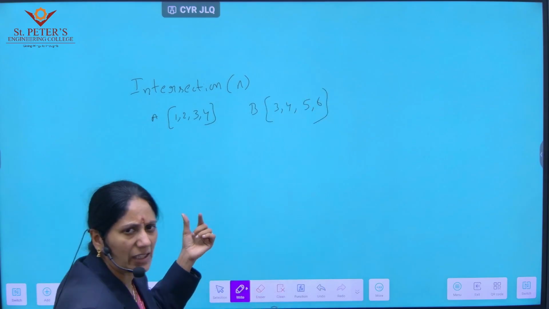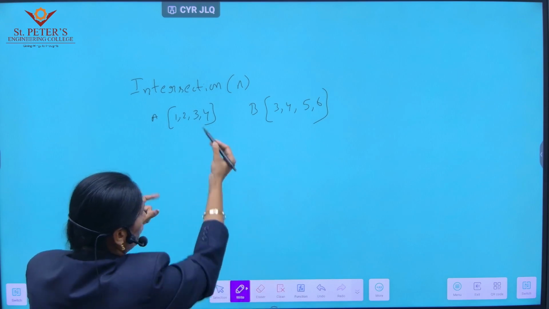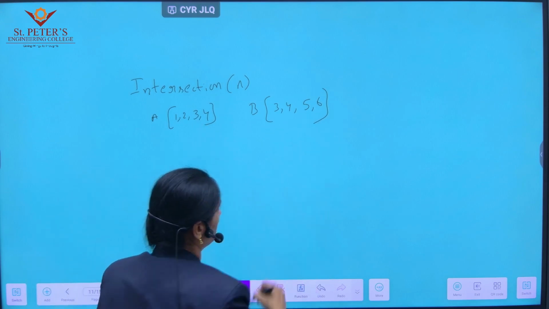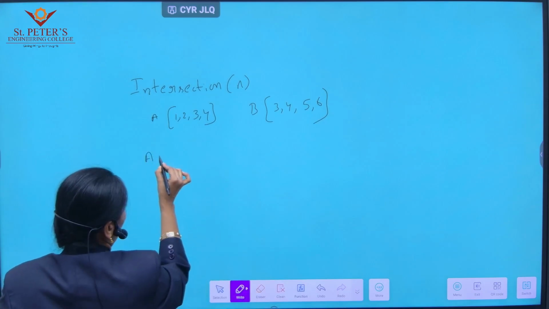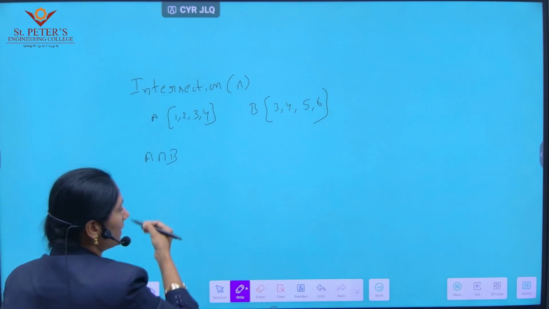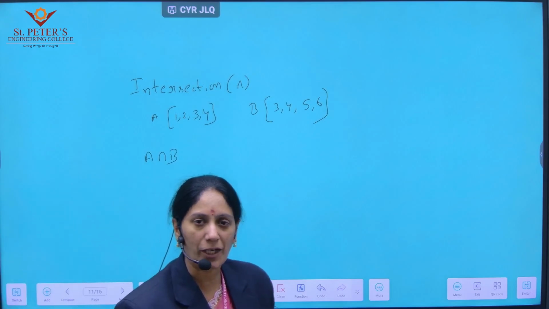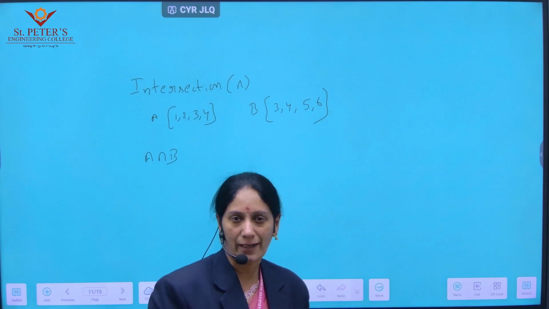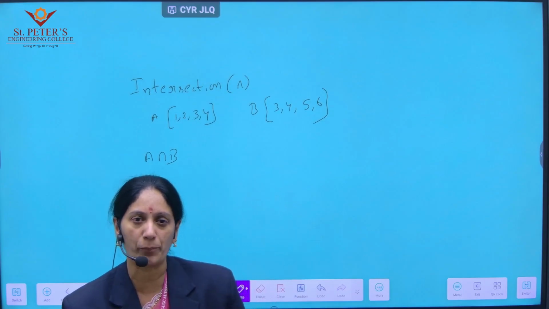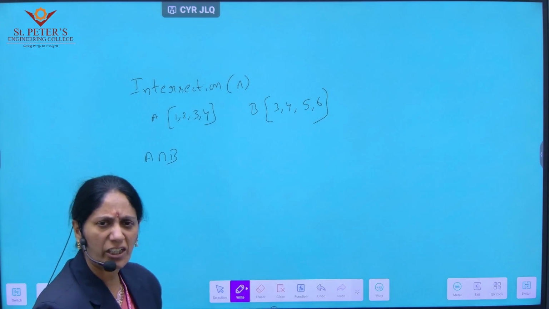Yes, in relation A consider these values. Relation B, consider these values. Now perform the intersection operation. A intersection B means select the common tuples from both relations. Yes, select the common tuples.